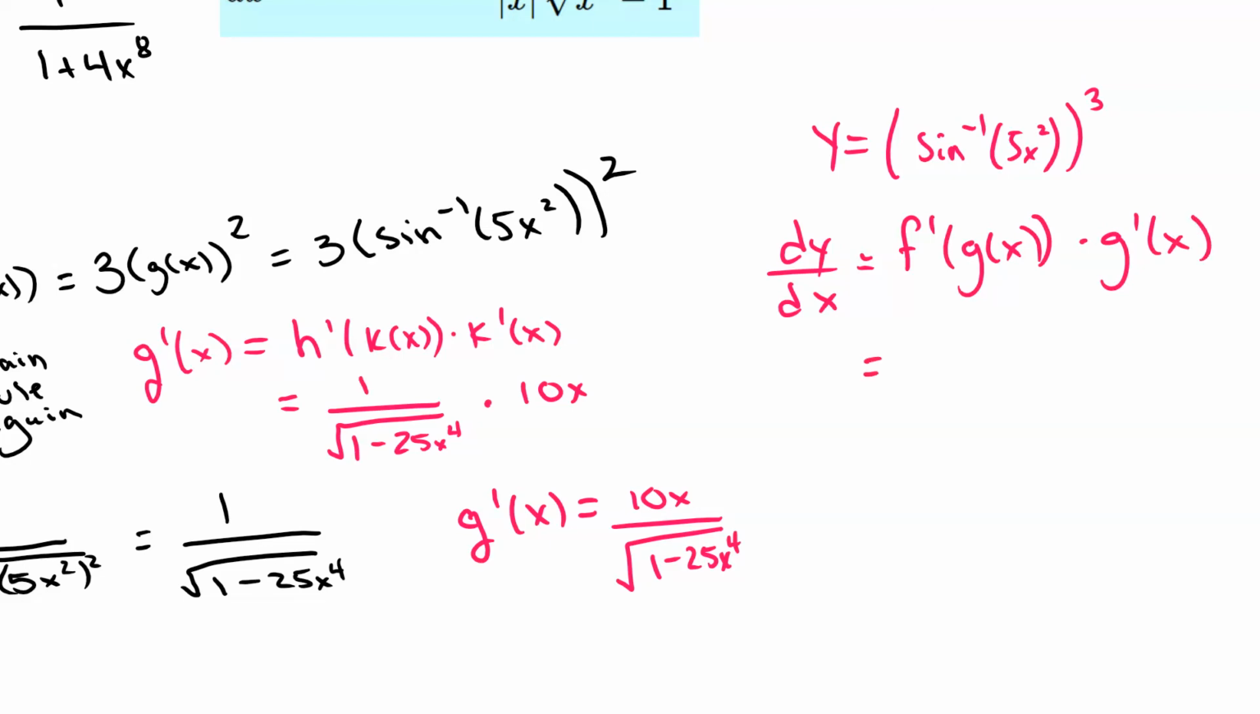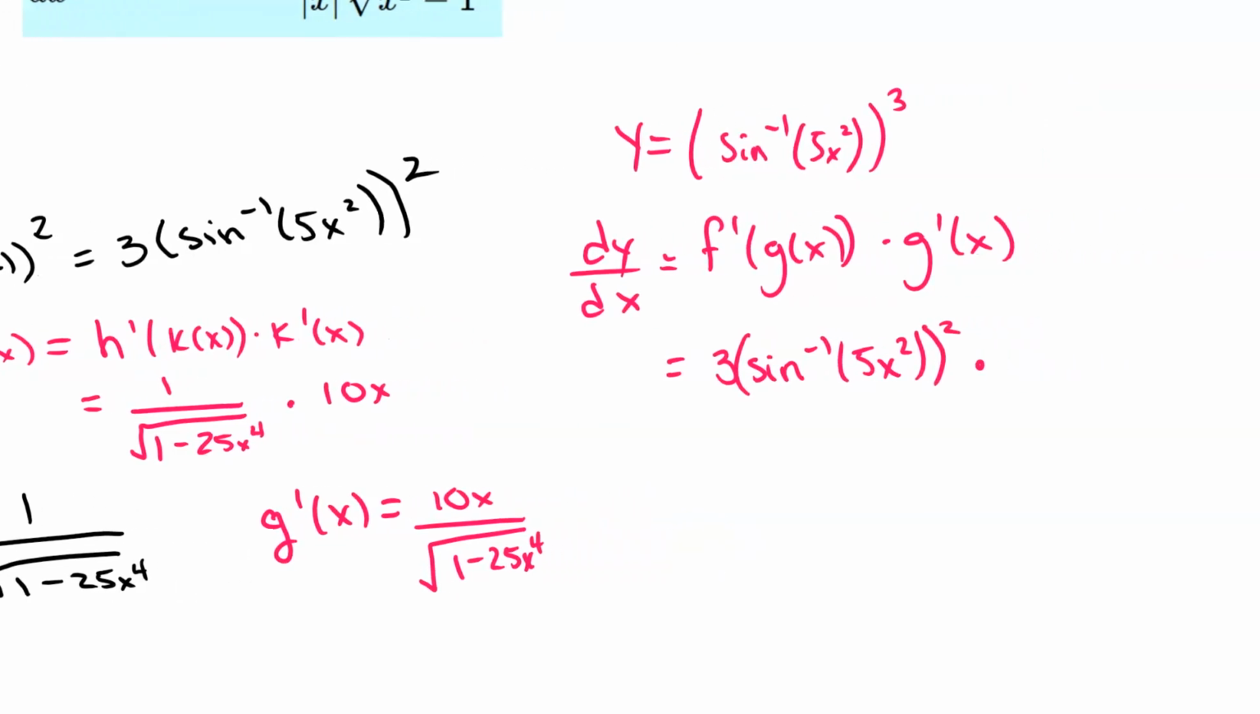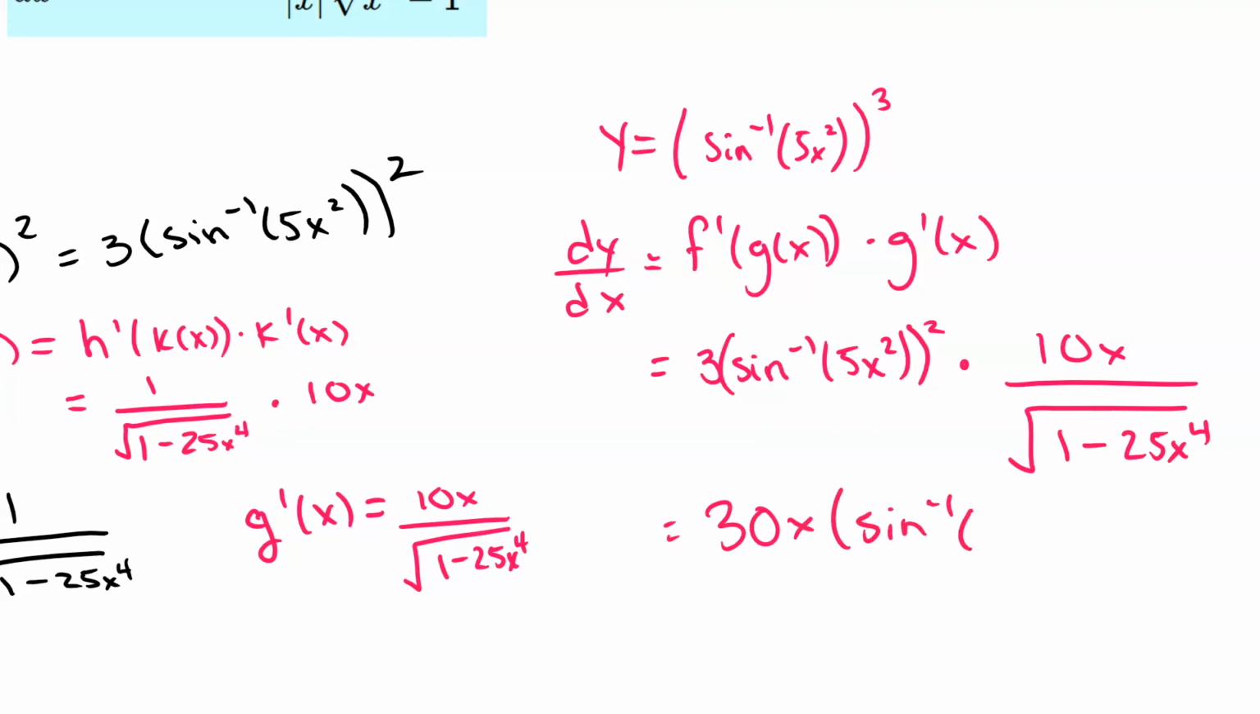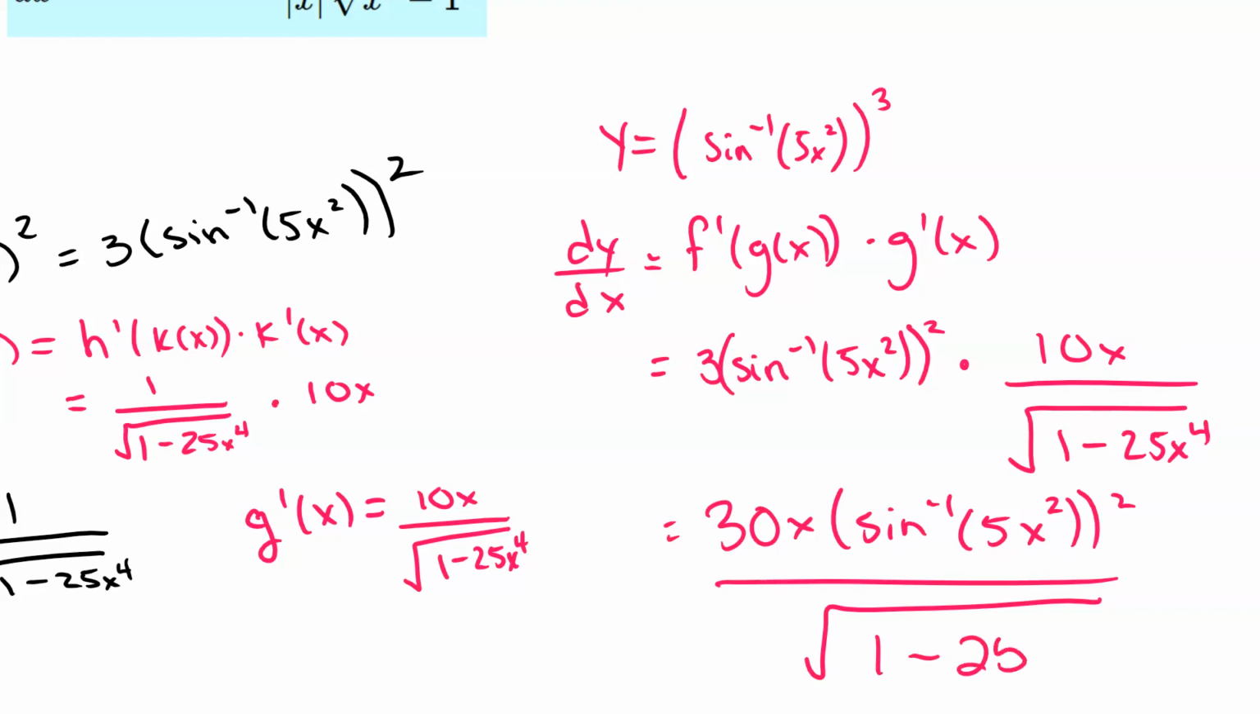So I've got 3 times inverse sine of 5x squared, squared, times 10x divided by the square root of 1 minus 25x to the 4th. So that's going to be 30x times inverse sine of 5x squared, squared, divided by the square root of 1 minus 25x to the 4th.